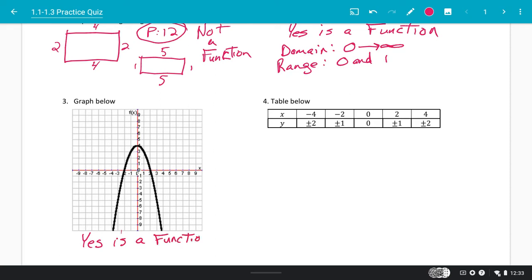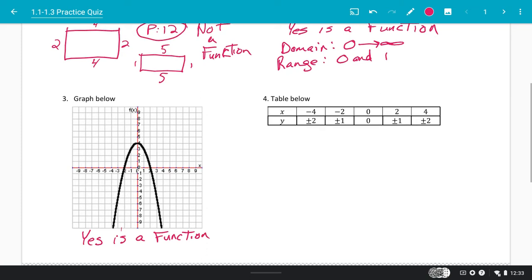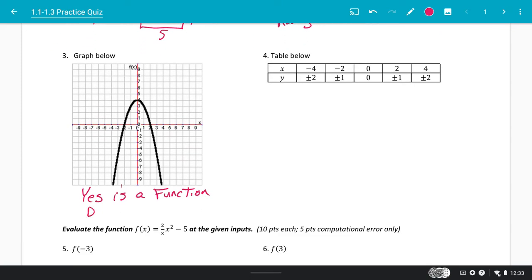Now, remember my domain and range. My domain is all the possible inputs. Domain is inputs. Now, we're assuming that this thing goes on forever and ever. And if that's the case, even though it's going down, it's also getting wider. So my domain could be from negative infinity to positive infinity.